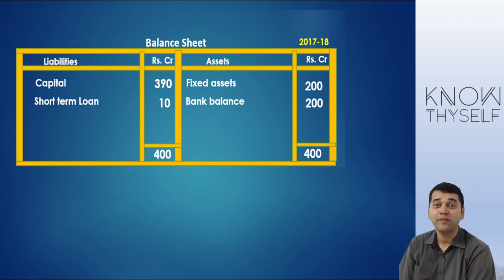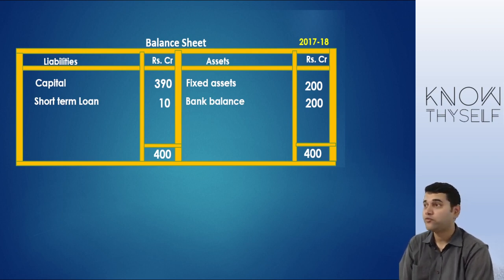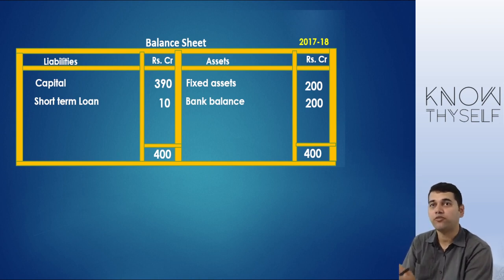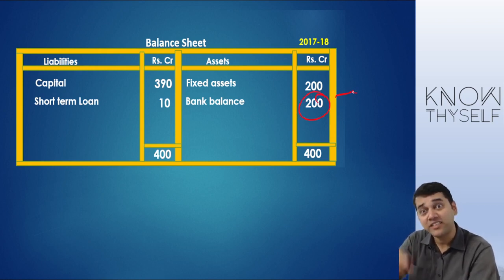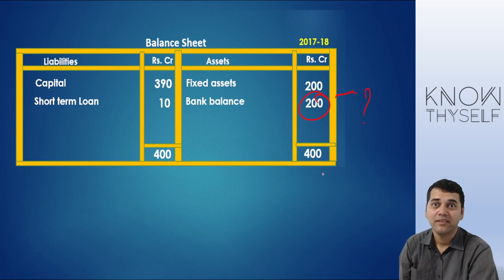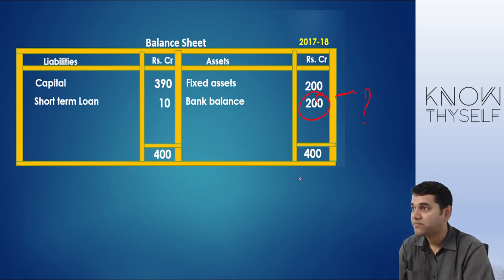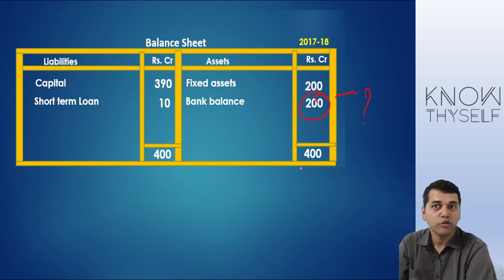10 crore short-term loan. See, first of all, you will ask one basic question. You already have a cash balance of 200 crore in your SB account. Then why did you take a loan of 10 crore? Then you start suspecting this. Is it really there, or is it a fake balance? There was no need for you to take it.